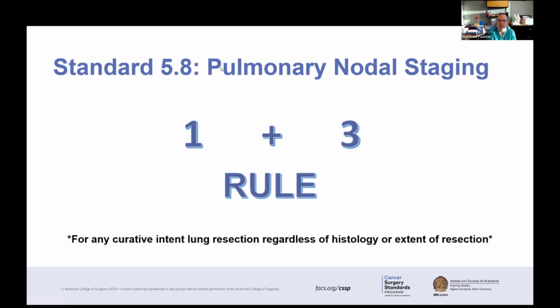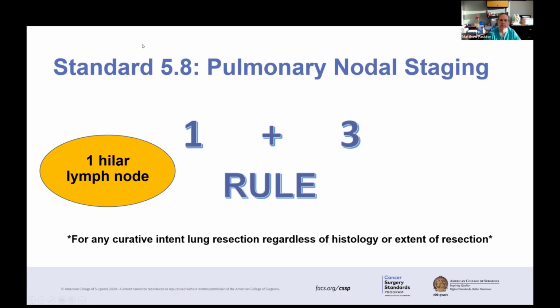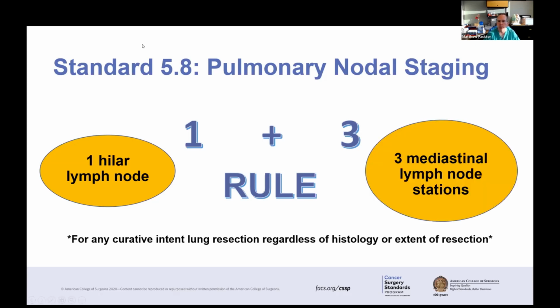So at minimum, we should be harvesting at least 1 hilar lymph node. And at minimum, we should be sampling or dissecting nodes from at least 3 different distinct mediastinal lymph node stations. And as you just heard, this is for any curative intent lung resection, and that could be small cell, non-small cell, or carcinoid.